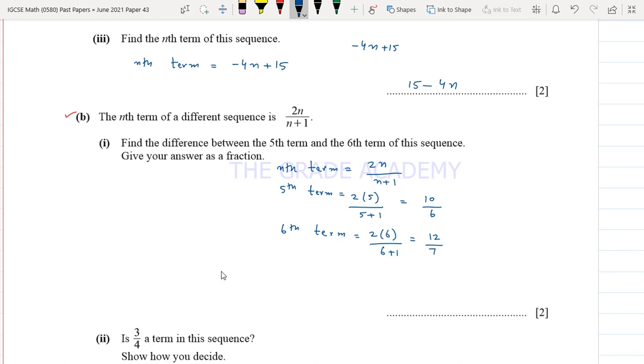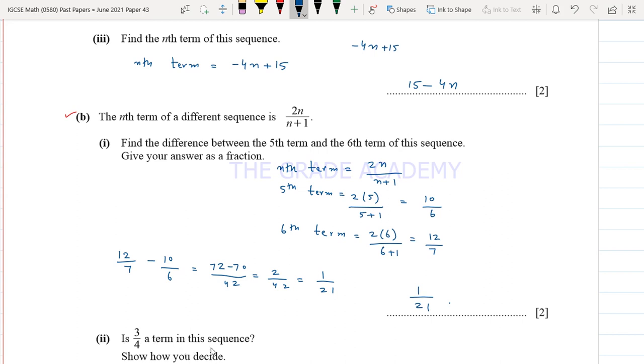Now what is the difference between the fifth and the sixth term? The difference is 12 by 7 minus 10 by 6, which is equal to 72 minus 70 by 42, which is equal to 2 by 42, which is equal to 1 by 21. So the difference between the fifth and the sixth term is 1 by 21.